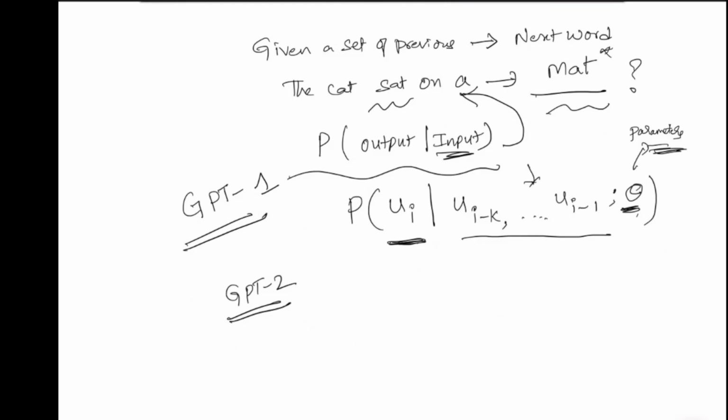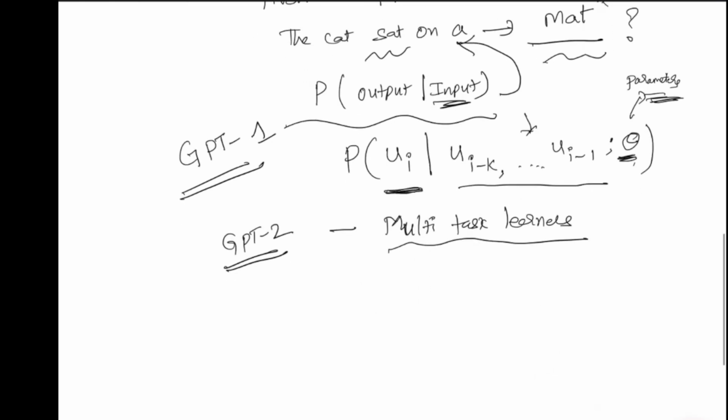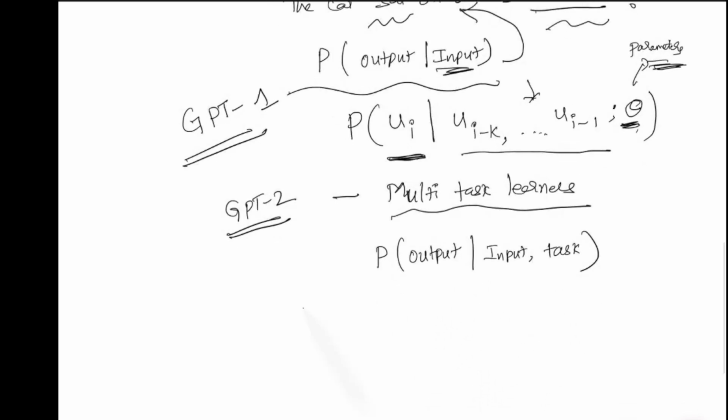Then when we moved to GPT-2, the models were trained as something called multitask learners. Here, the model objective has changed a bit. Still, we want to generate the probability of output, but given not just input, but also a task. For example, a task could be translate to French. Let's say we give the English word perfume. Here we are giving the task and this is our input. Given this, we want to get an output.